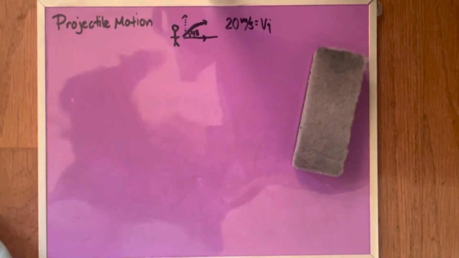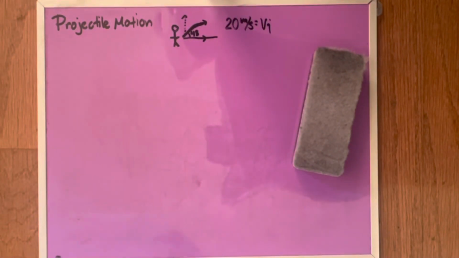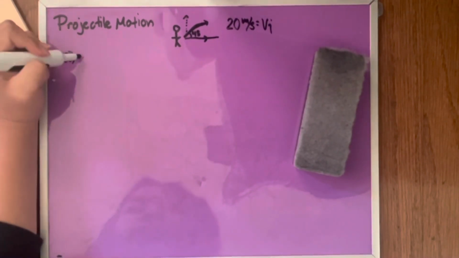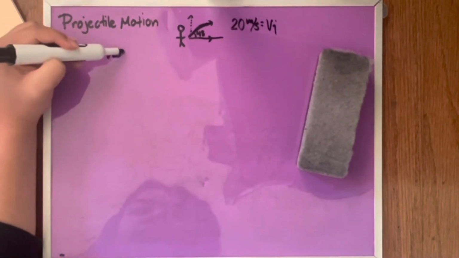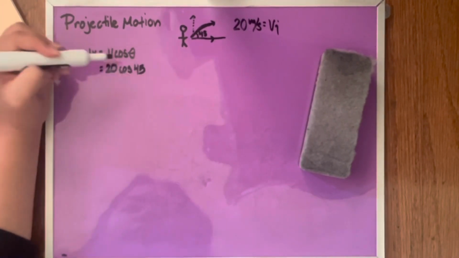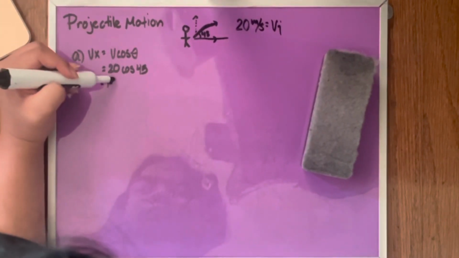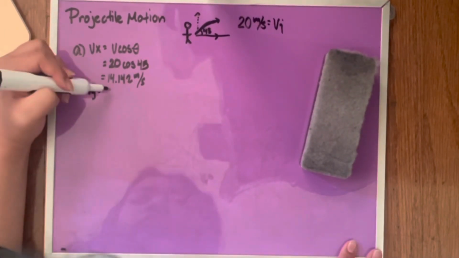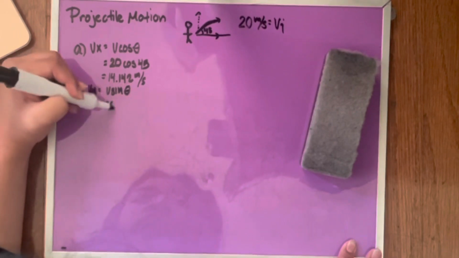In order to find the initial horizontal velocity, we need to use the v cosine theta equation. We plug in the numbers and it gives us the answer 14.142 meters per second. And we do the same for the initial vertical velocity, which gives us the same answer because the angle is 45 degrees.